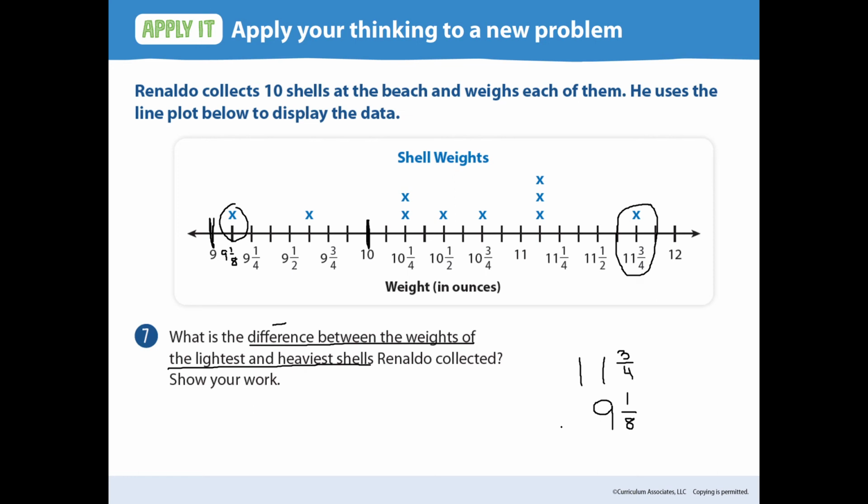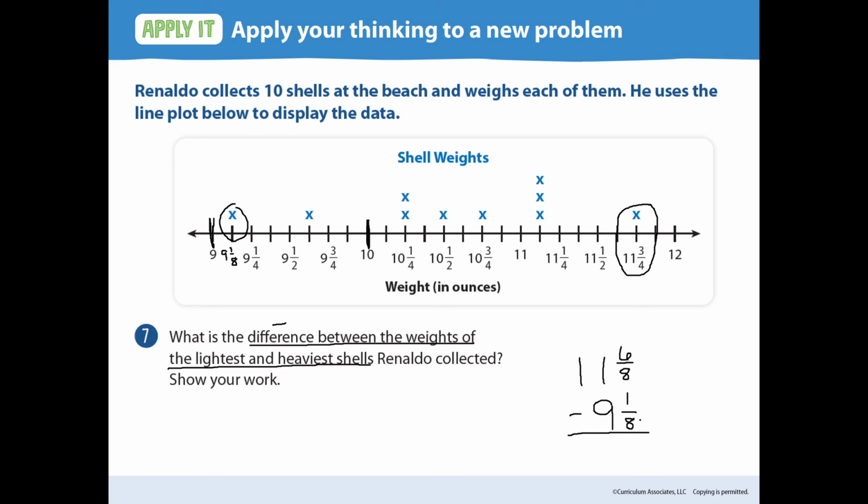Now we cannot subtract fractions unless they have the same denominator. So I'm going to change my 3/4 to eighths. And so I'm going to multiply both of those by 2. So 4 times 2 is 8, and 3 times 2 is 6. So 3/4 equals 6/8.